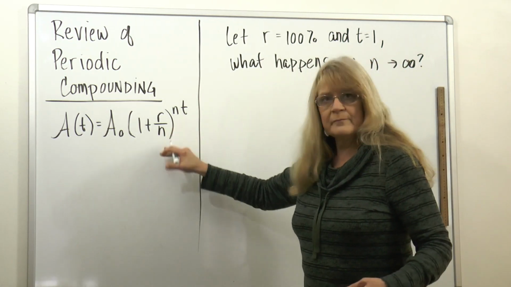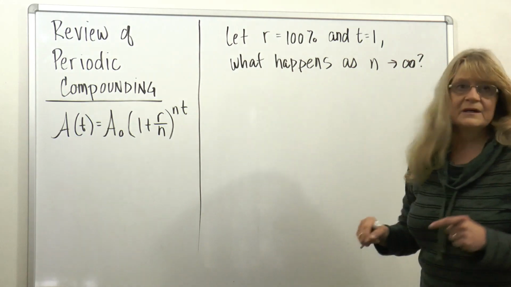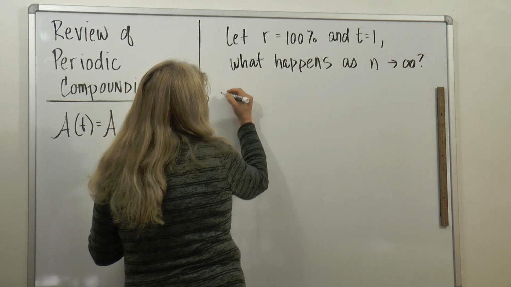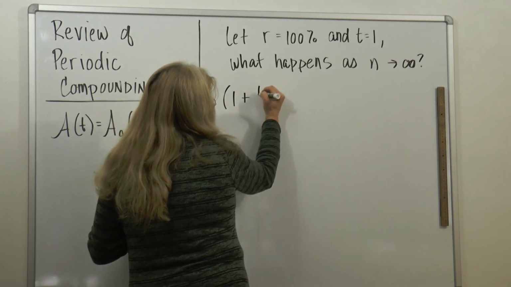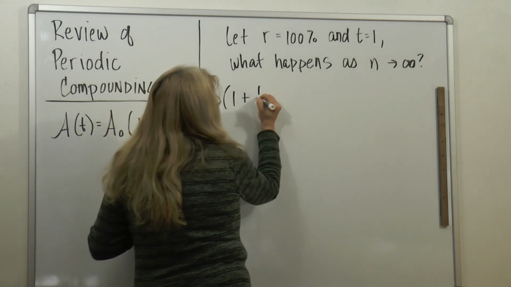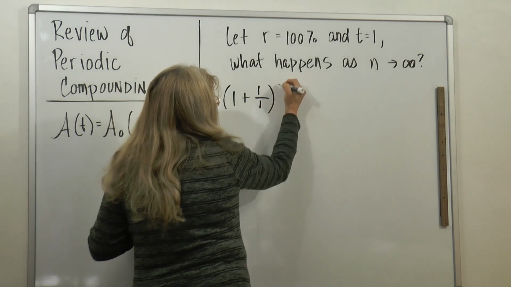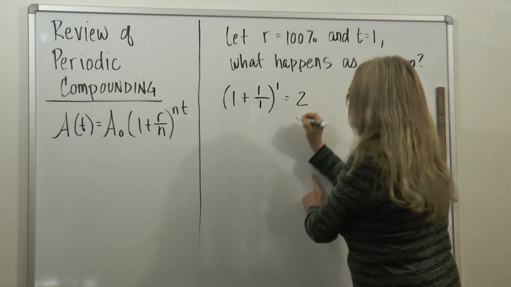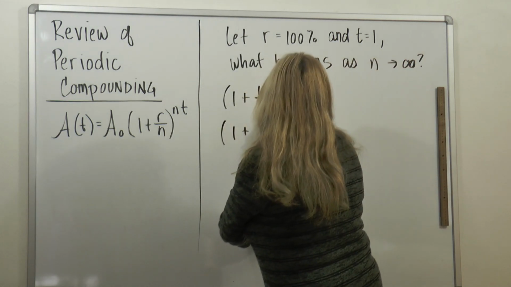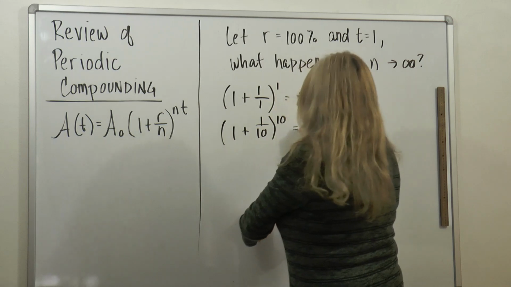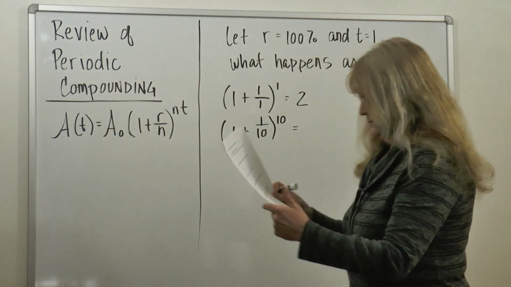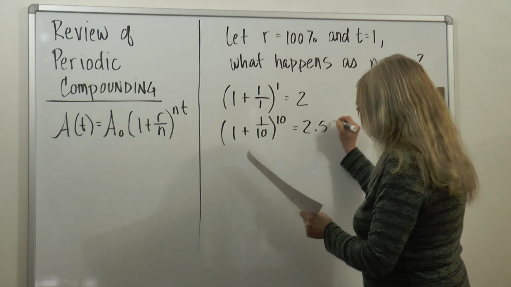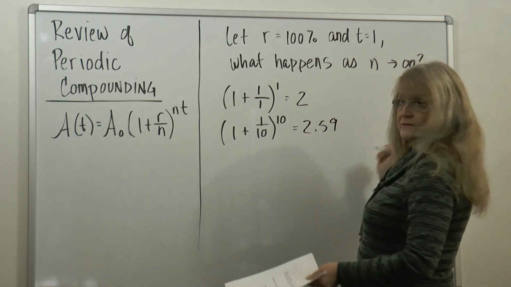So as n gets bigger and bigger, and I'm using 100% because it just makes the calculations easier to write. So we have 1 plus, and 100% would just be a 1, over 1, to the 1. Well, 1 plus 1 is 2 to the first power is 2. What if n is 10? Now I have 1.1, 1.1 to the 10th power is going to be 2.59 and some other decimals.